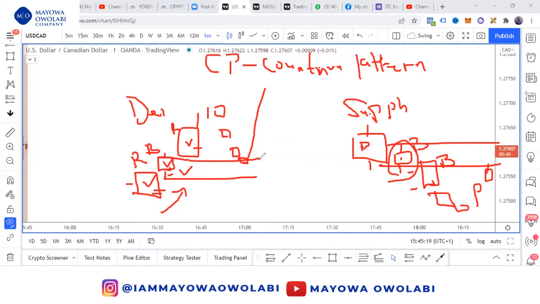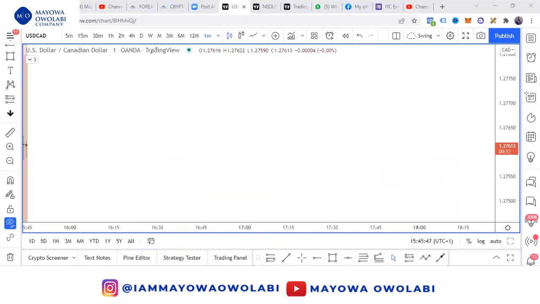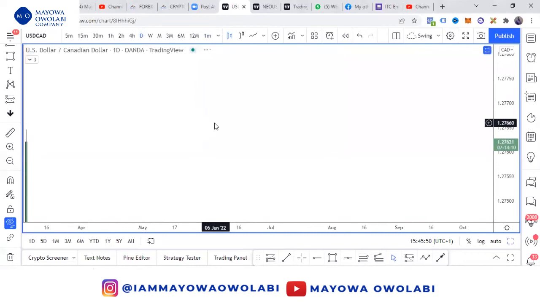So your entry will be here, which is the distal line. Your stop loss will be here, which is your proximal line. And for a sell, it will be the other way around. The first line will be your proximal line, and your stop loss will be your distal line. So you want to let the market come back here for you to be able to take the trade, and you're good to go. So as usual, let's get to the board and see what we are talking about.